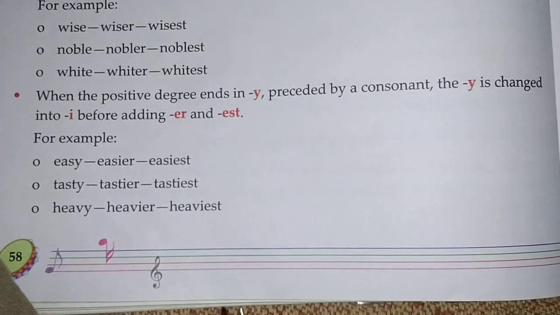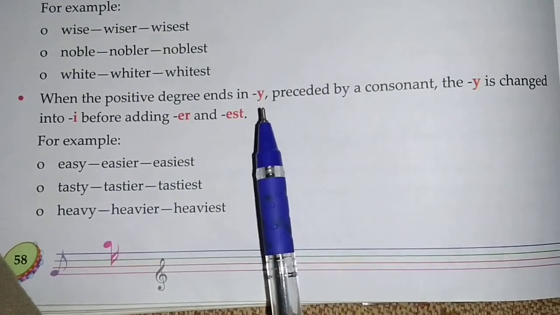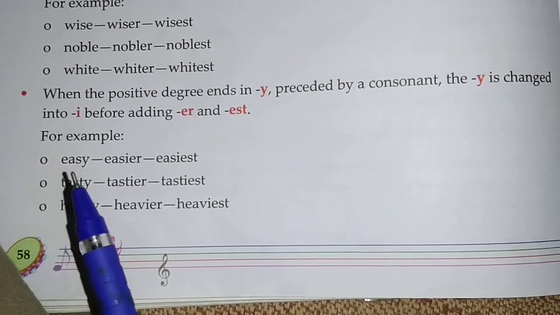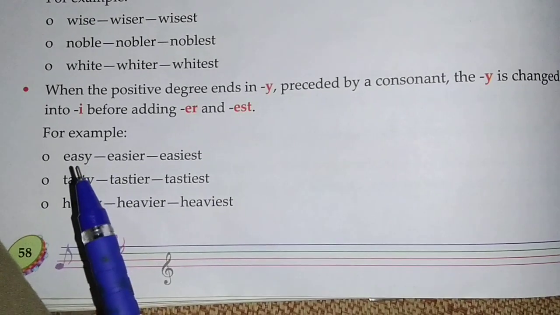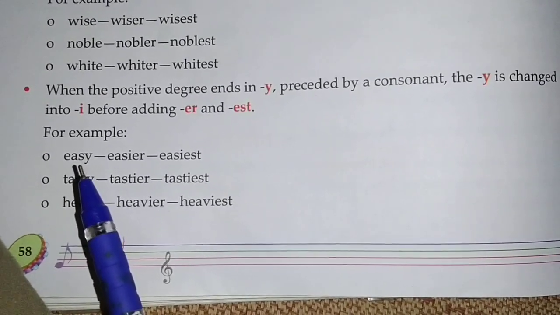Next case is if the word is ending with Y and before Y any consonant is present. For example, the word easy. The word is ending with Y and before Y, what is this? S. Vowel or consonant? It's a consonant.